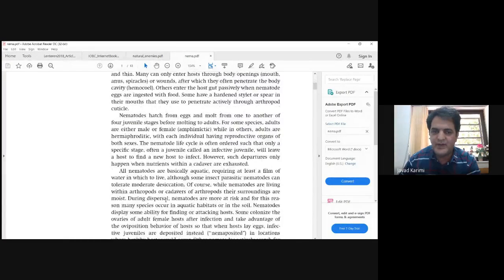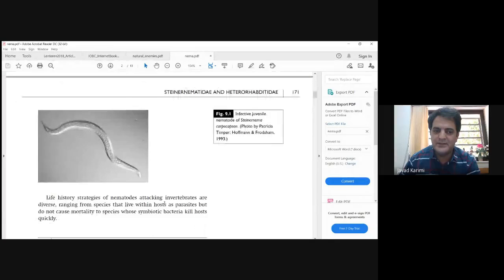There are different types of nematode. We have some nematodes like this one. This is a type of beneficial nematode. It attacks insects, invades the insect body, and then kills the insect. So sometimes we can use this nematode as biological control.